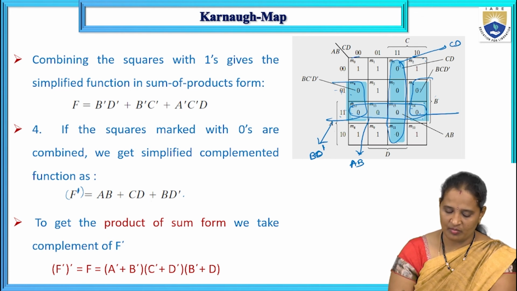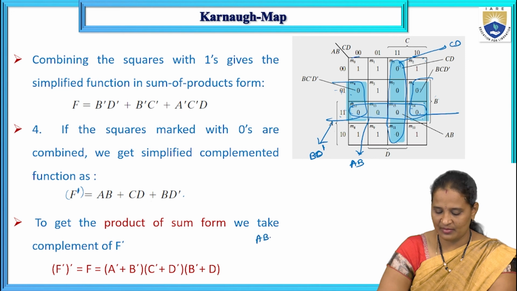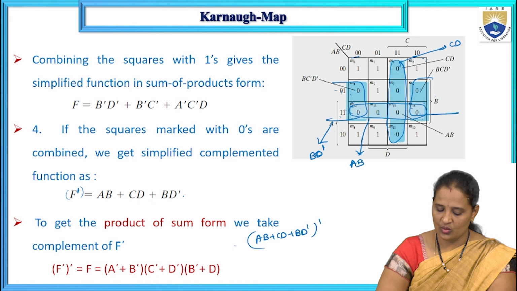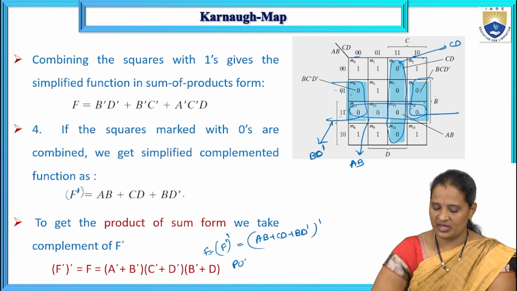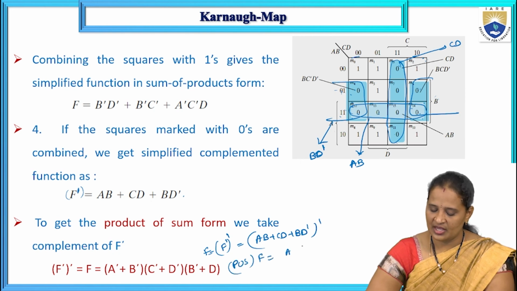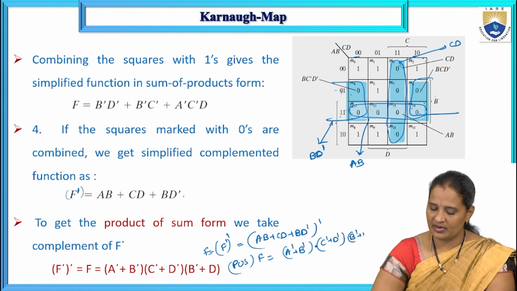So I'm taking the complement of this one. That is AB plus CD plus BD complement whole complement, which is F complement whole complement, which is equal to F in POS form. So I can write it as A complement plus B complement, this plus will change to dot, and C complement plus D complement, again plus will change to dot, B complement plus D. So this is the answer.